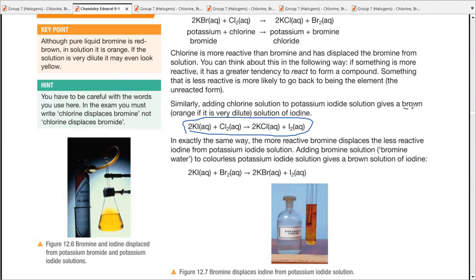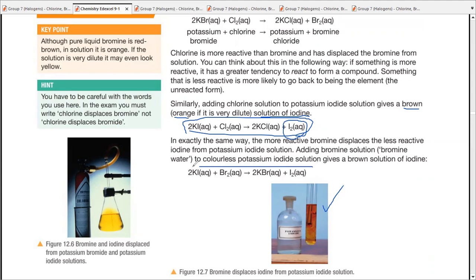Now, your book clearly tells you that you get a brown or an orange color for the dilute solution of iodine, because iodine will be present in the form of a solution, not in the form of a solid. And the diagram is also given over here to give you a better idea. So that's why you were supposed to remember it.